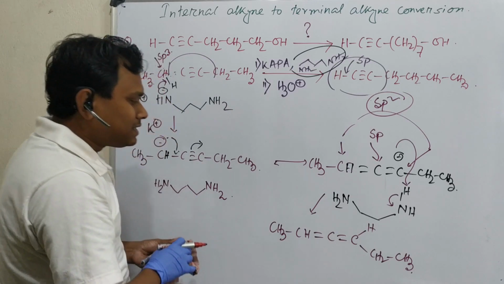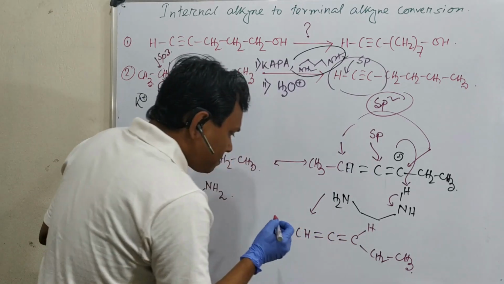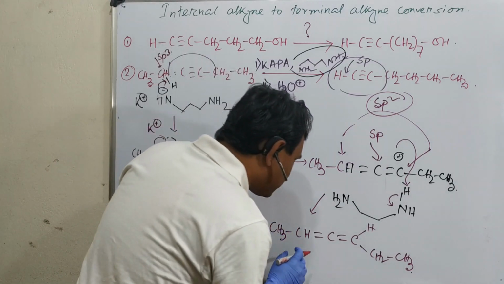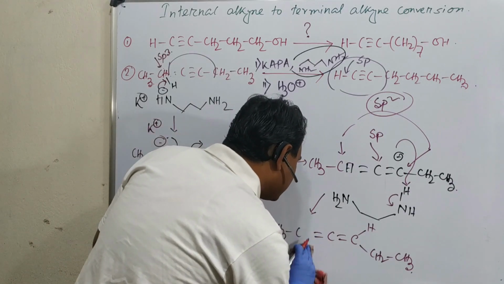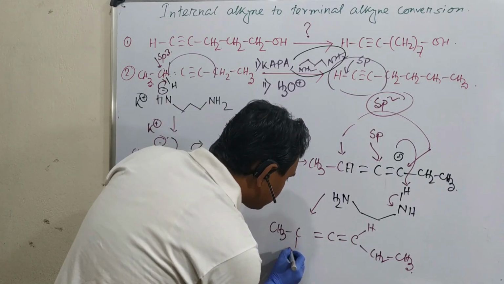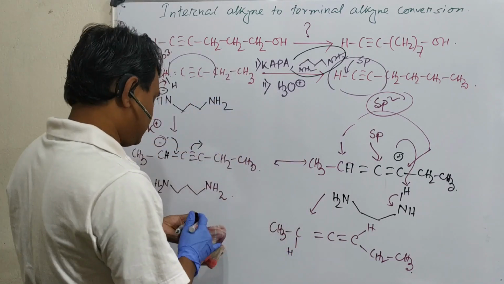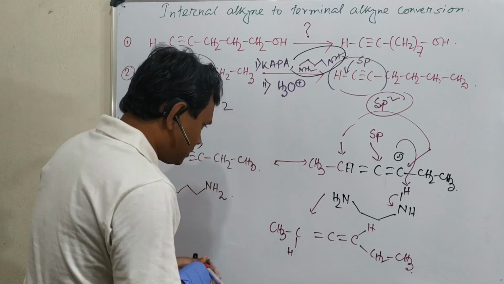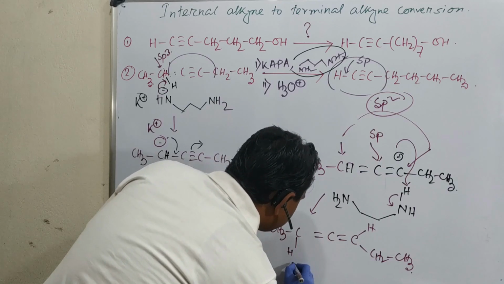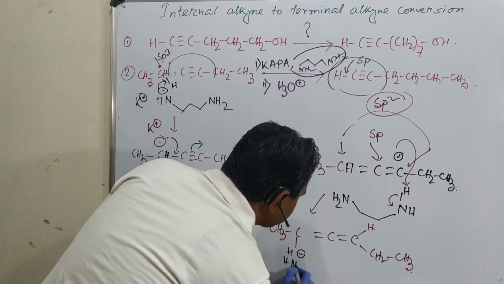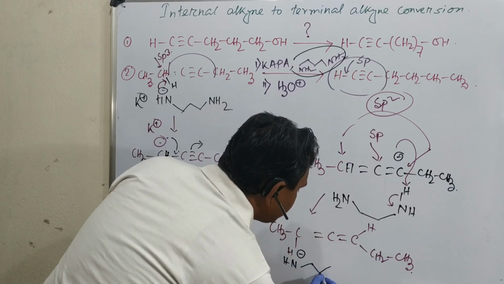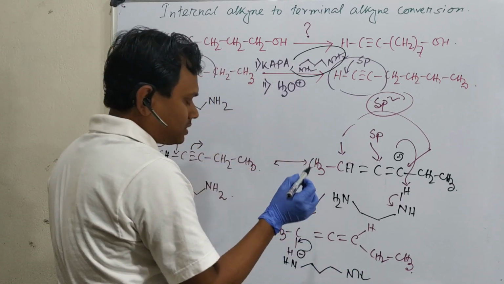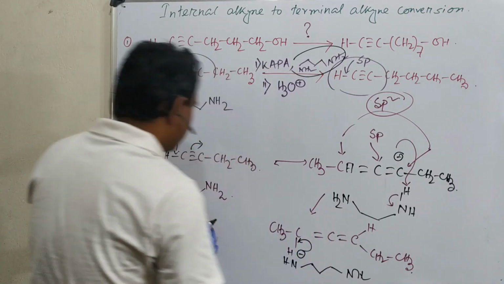Now what happens? See, there is an excess amount of base. So what can the base do? The base can abstract this proton. How? Let me clean this part. Okay, let's draw it here. So this is the N minus, NH, 1, 2, 3, NH2. So similarly, it can abstract and result in the formation of a carbanion.